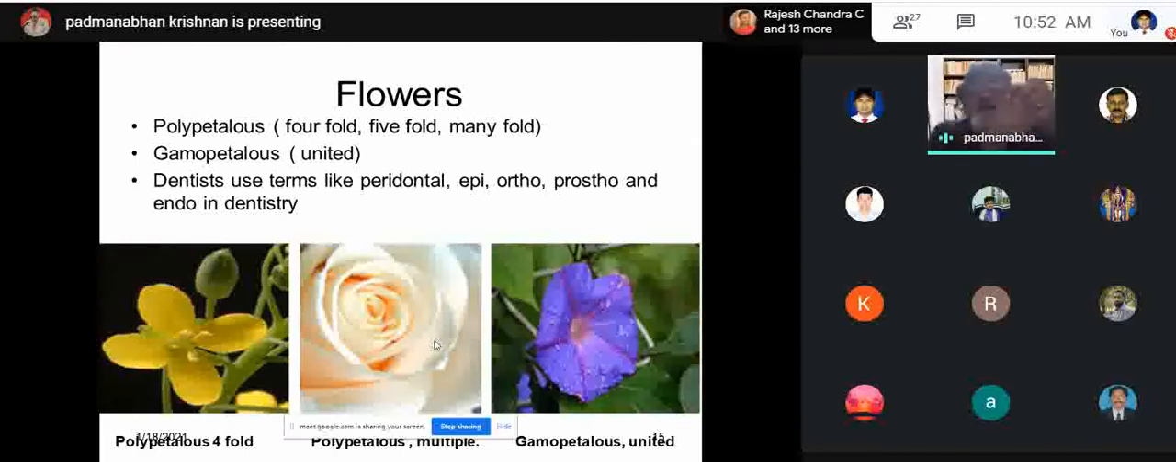In polypetalous or 4-fold or 5-fold or many-fold flowers, you have what are called symmetry operations. In gamopetalous or united flowers, the symmetry is n is equal to 1, and you go for a 360-degree single petal. Then you use terms like peri, epi, ortho, proto, and endo. It's all an inspiration from nature.